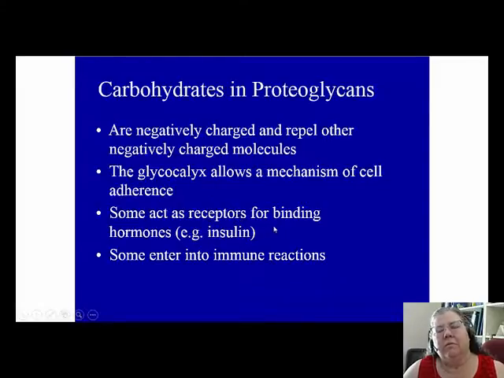Some enter into immune reactions in that they function as antigens on a cell surface. If you think about the A and B antigens that exist on red cell surfaces, they are carbohydrates, and they are very important in the immune reaction when a transfusion is given. We'll talk about that in a couple of months.